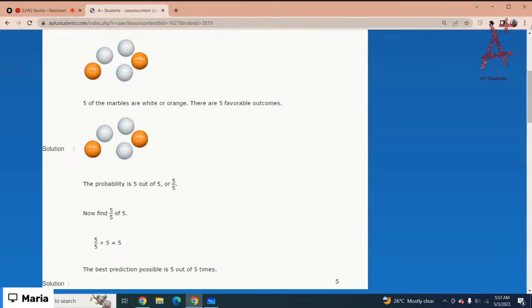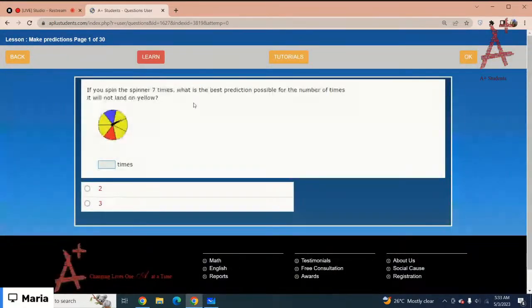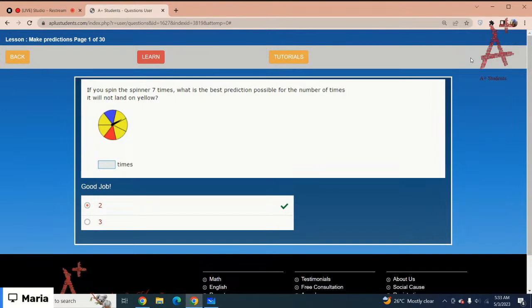You just start with the test questions. You spin a spinner 7 times. What is the best prediction possible for the number of times it will not land on yellow? Not on yellow. So that means you have just two options left. Either they will land on red or blue. So it would be 2 times. Like 2 times it will land on not yellow. Got it?